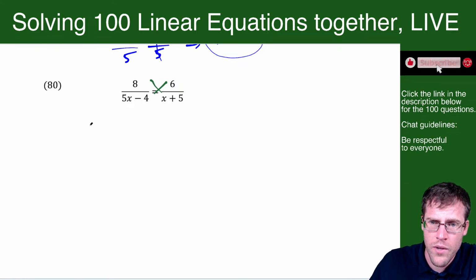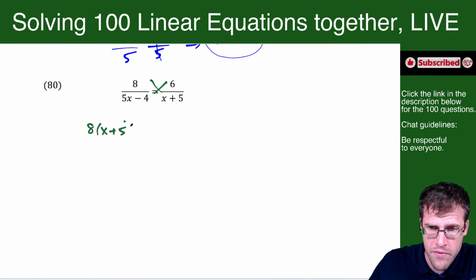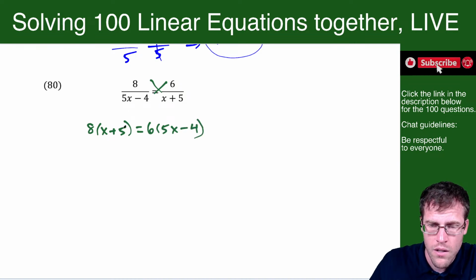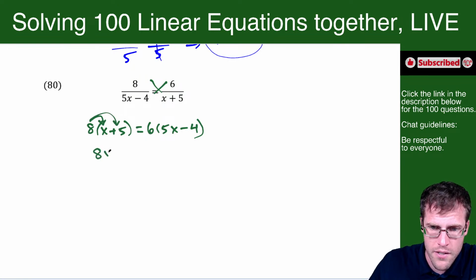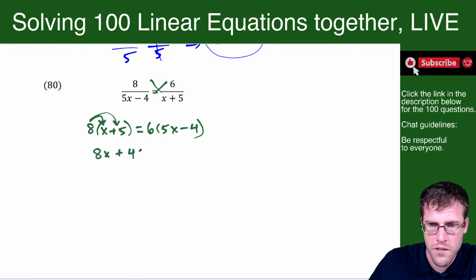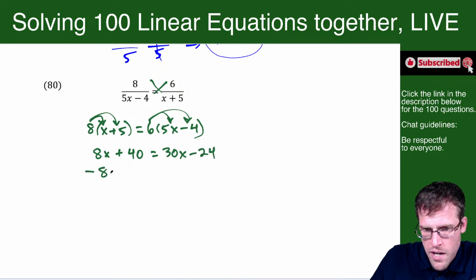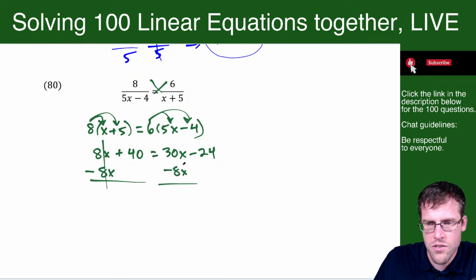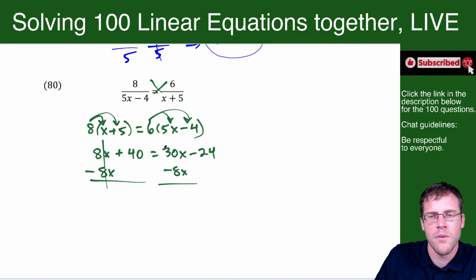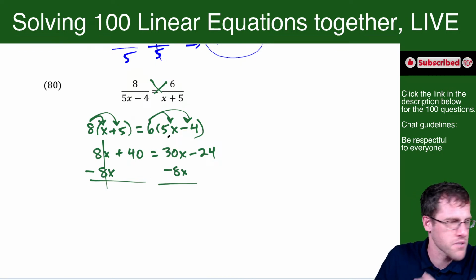So now we have 8 times x plus 5 equals 6 times 5x minus 4. And from here, just distribute. Okay, so 8 times x is 8x plus 8 times 5 is 40. And this is equal to, we have 6 times 5x is 30x. 6 times minus 4 is minus 24. So I would move the 8x over to keep the x's positive, like the coefficient of x positive. So this is gone. And coefficient, remember, is the number in front. I'm not sure if I said coefficient at all yet, but I'm saying it now.